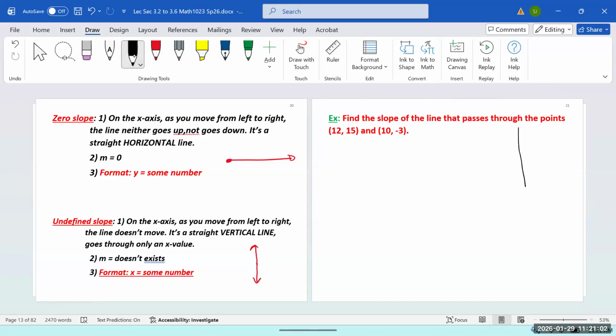So let's say 12, 15. Let's say this is our 1 point, 12, 15, and another is 10, negative 3, somewhere here, 10, negative 3. We want to see what is the slope when you walk from this point to that point. So by looking at the graph, what type of slope are you going to get? Positive, negative, zero, undefined.